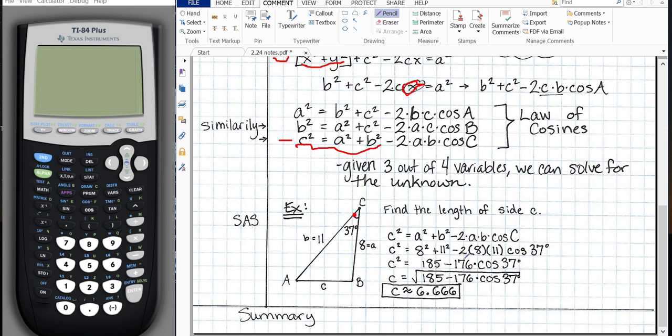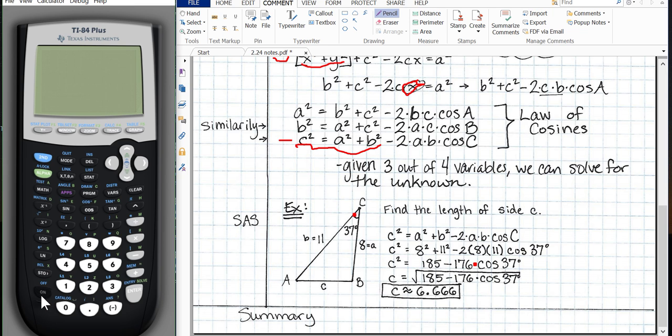Be careful right here, do not subtract the 176 from the 185. Because of order of operations, you can see that this is being multiplied by the cosine of 37 degrees, so that takes precedence over the subtraction. So always remember your order of operations. What we can do, though, in order to keep our answer very accurate, is punch everything into the calculator at once. So if we know that c squared equals all that, why don't we just square root it and solve it all in one go?